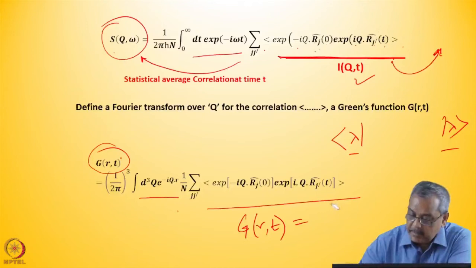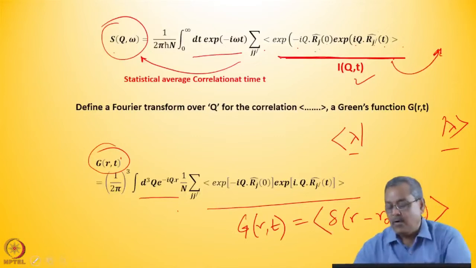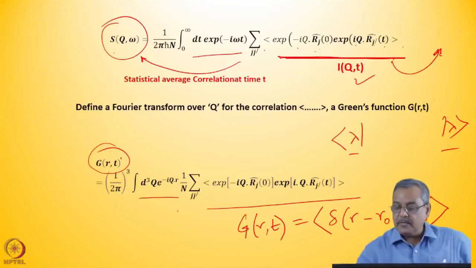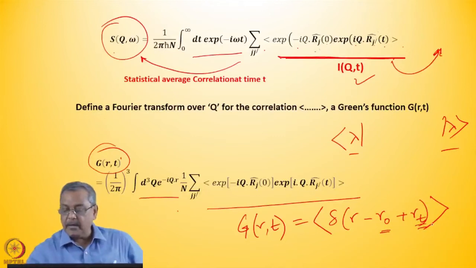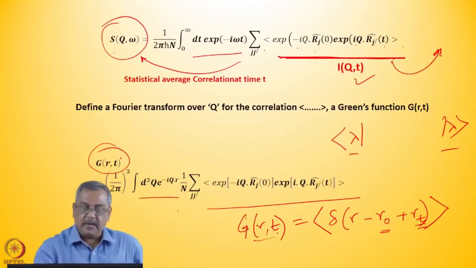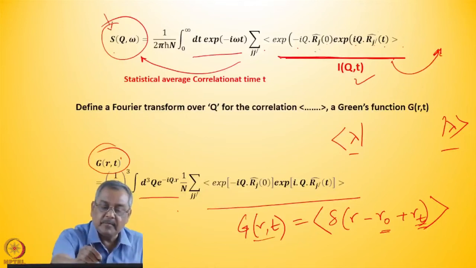Now G of r,t, if I consider the same particle, classically it means delta of r minus r0 plus r at time t for the same particle, averaged over all the atoms and molecules in the system. So this basically tells me that given a particle at origin at time t equal to 0, what is its probability of being at r at time t? This is G of r,t, which we will get if we can get it from S(q,omega).